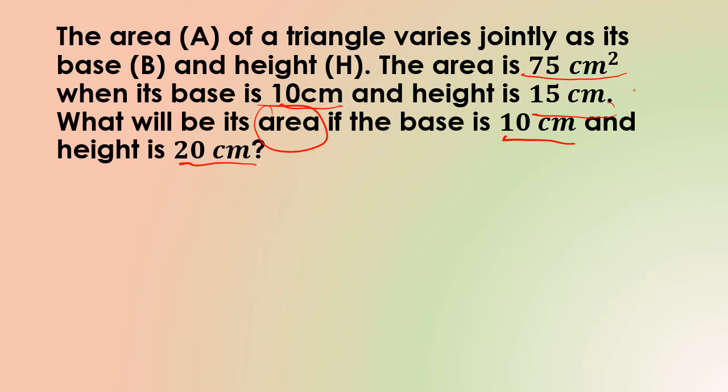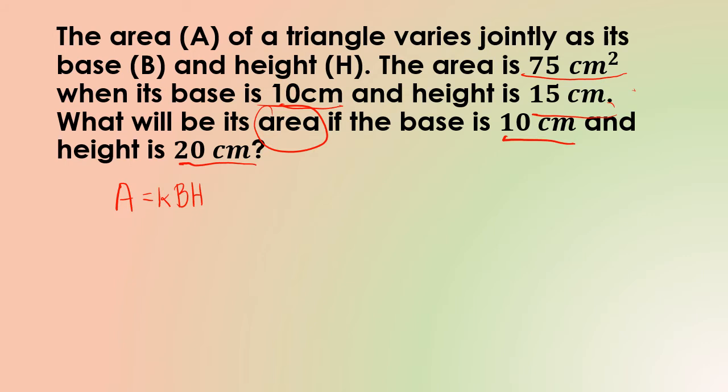So, na-underline mo na yung mga kailangan. Ano yung first step natin lagi? Find the equation. So, the area. So, malaking letter yung area of a triangle varies jointly. So, K, small, as its base, letter B, and its height. So, ganyan yung magiging itsura ng ating equation. So, ano yung next step natin, class?